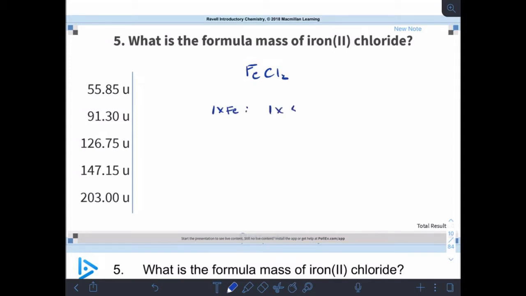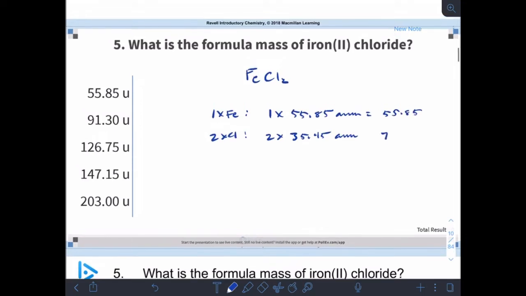So 1 times 55.85 AMU. And 2 chlorines, so 2 times 35.45 AMU. And so the numbers come out this way, and so we're going to add those together, and we come up with 126.75 AMU. Right, so it's our third answer on the list. AMU, or units, atomic mass units.